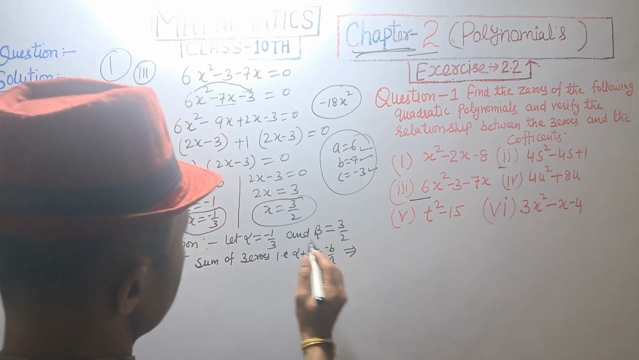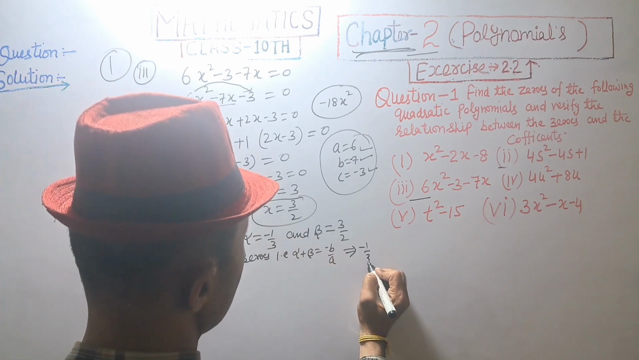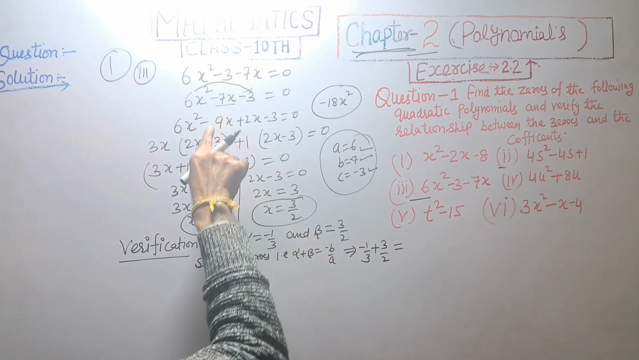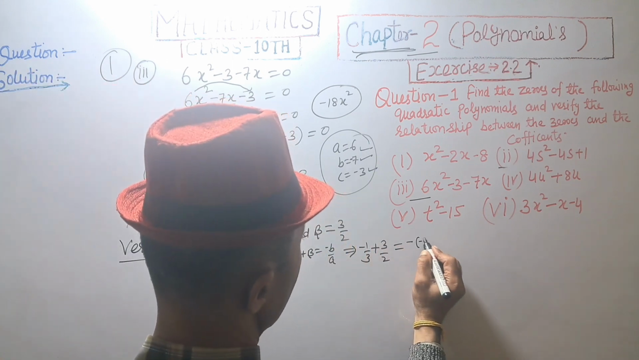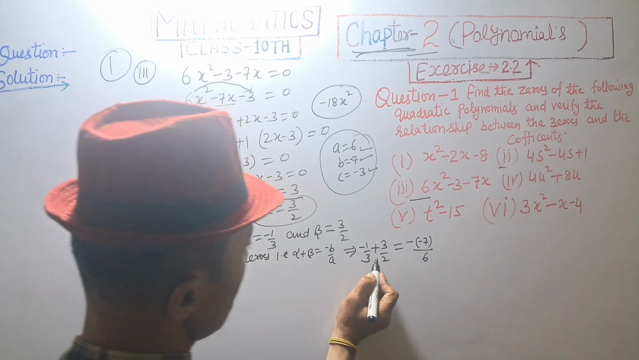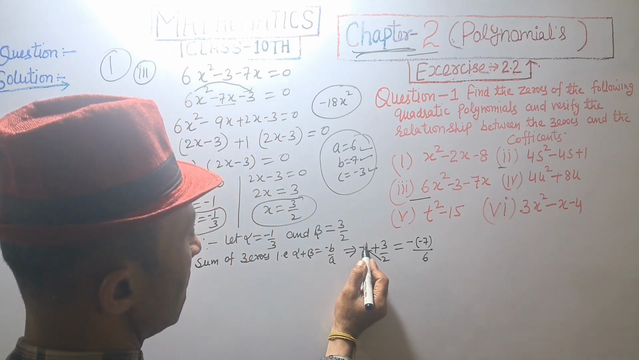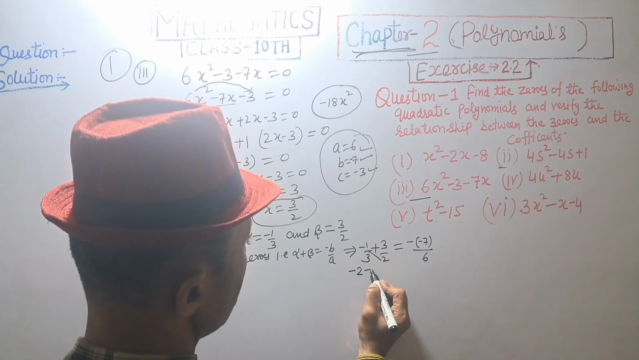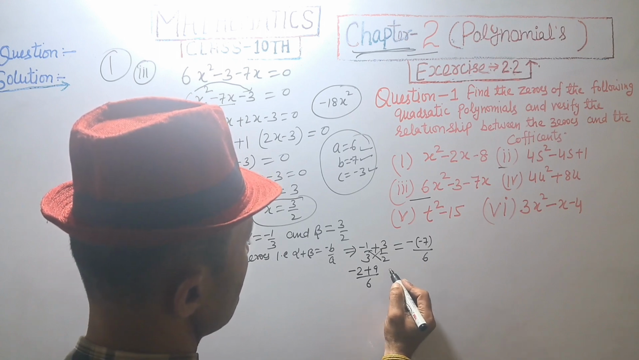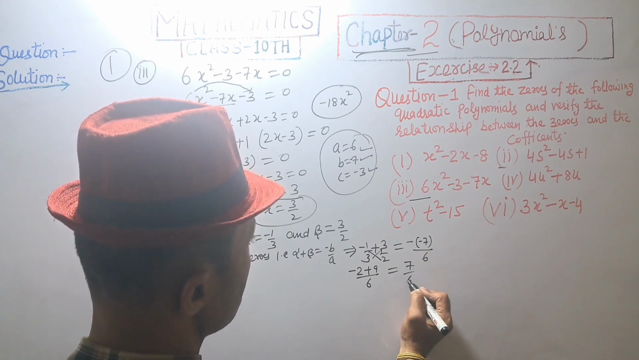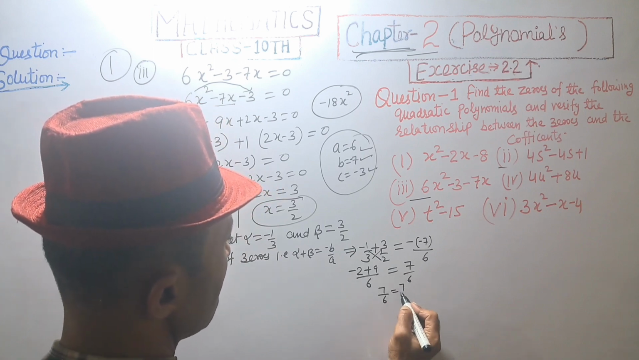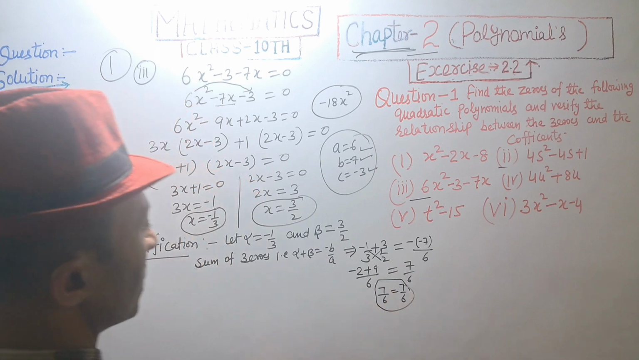This implies alpha plus beta, that is minus 1 upon 3 plus 3 upon 2, equal to minus b, minus into minus 7, divided by a is equal to 6. Cross multiplying, 2 multiplying by minus 1, that is minus 2, plus 3 3s are 9, divided by 6, equal to minus minus plus 7 upon 6. 9 minus 2 is 7 upon 6 is equal to 7 upon 6, hence verified.